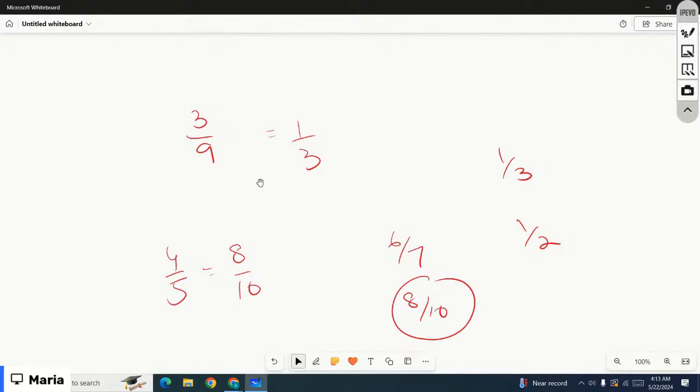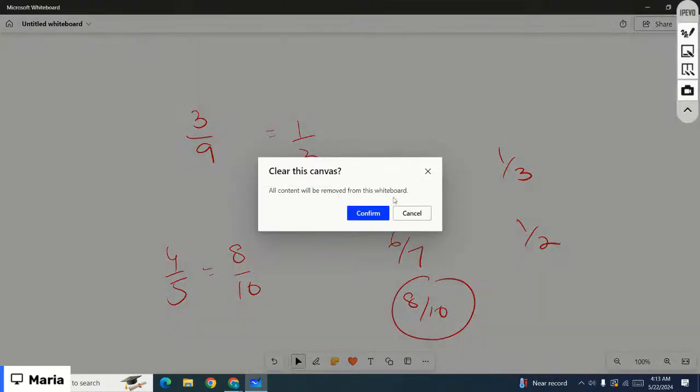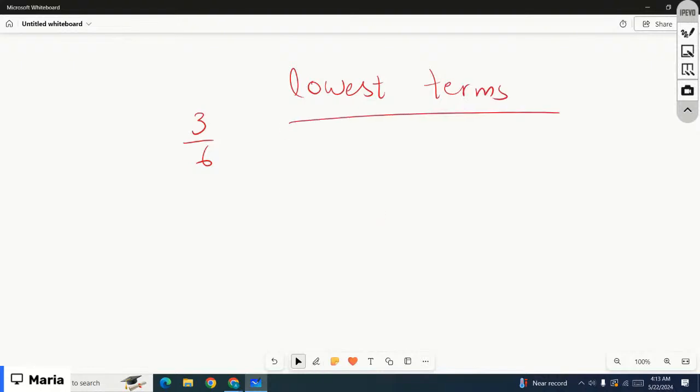Okay, now we're going to learn how do we simplify the fractions, right? Basically, we're going to learn how do we write them in the lowest term. For example, we have to start with 3 by 6. You have to write down 3 by 6 in the lowest terms. So how do we write 3 by 6 into the lowest term?